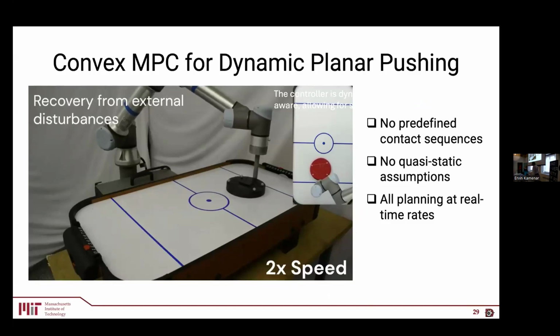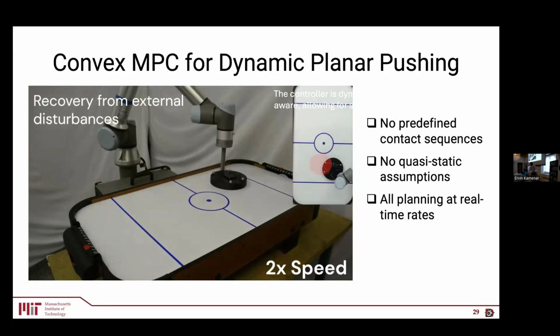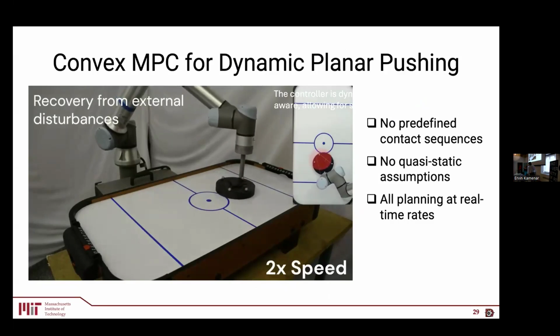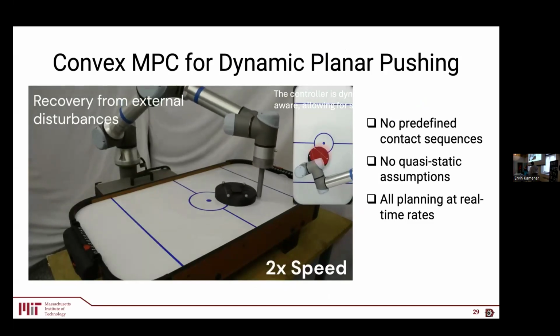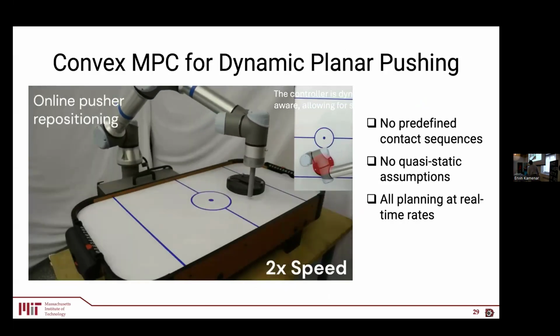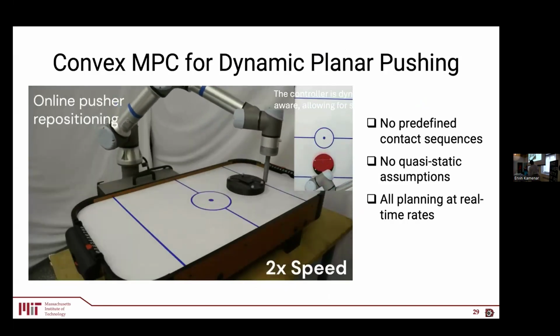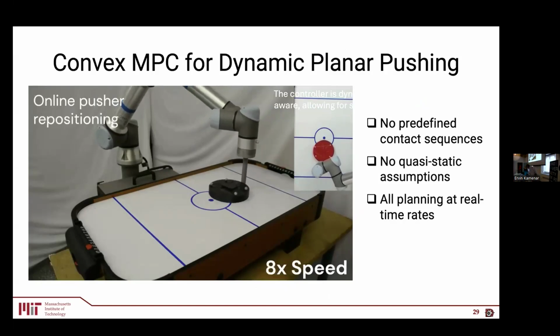So this one is kind of a dribbling mode and very reactive, and it can find the right sequence of where to contact. It's basically controlled by the MPC controller by itself. No predefined contact sequence, no quasi-static assumptions needed, and all running in real time.